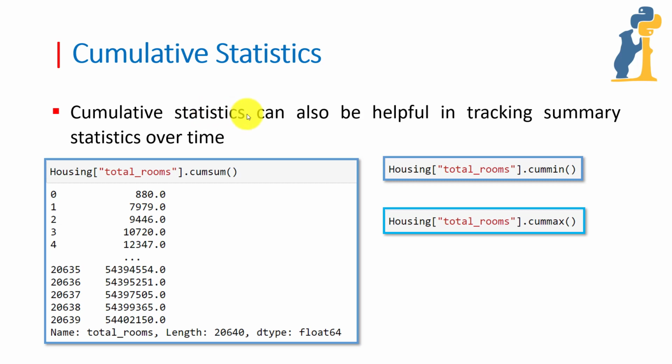Cumulative statistics can also be helpful in tracking summary statistics over time. If you want to get the cumulative sum, cumulative minimum, or cumulative maximum, you just select the column and then call the method for cumulative sum, cumulative minimum, or cumulative maximum.